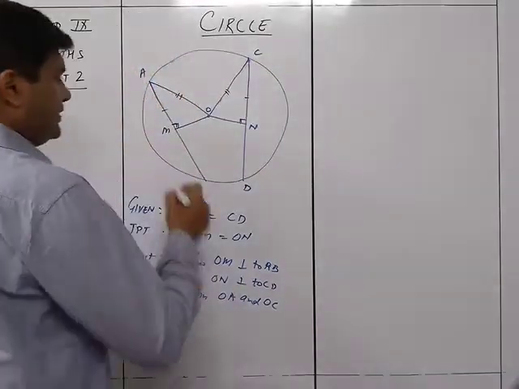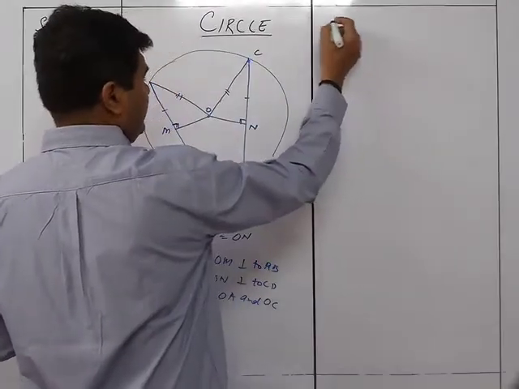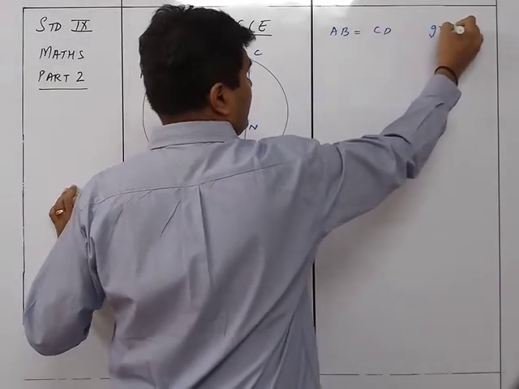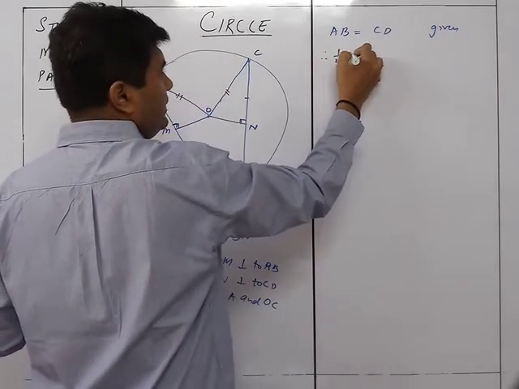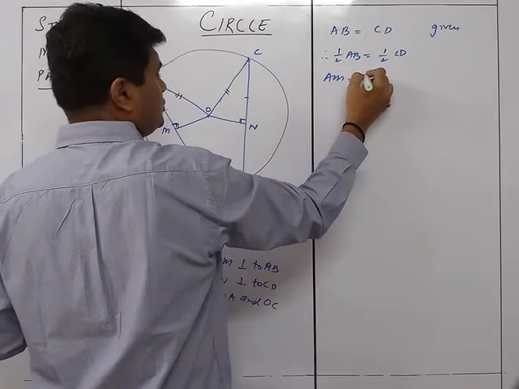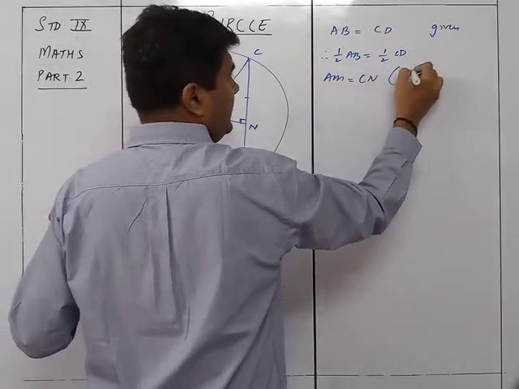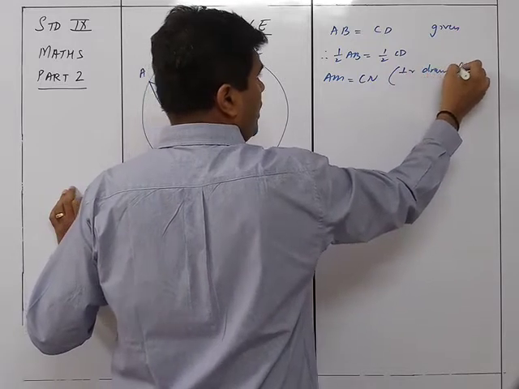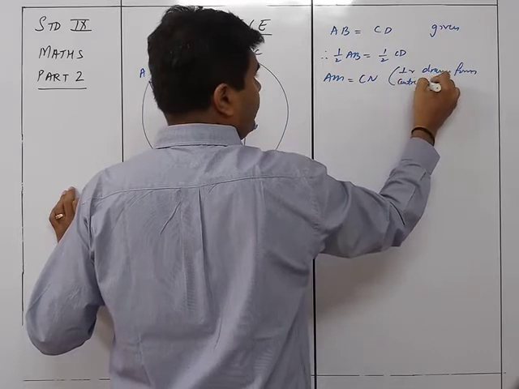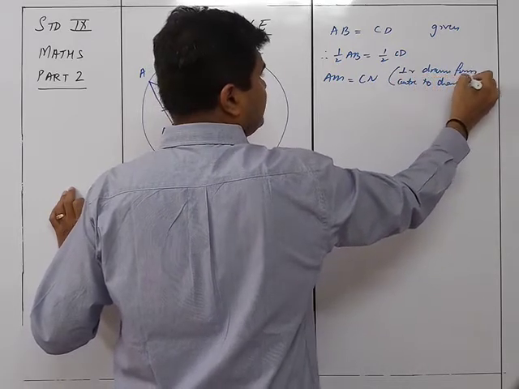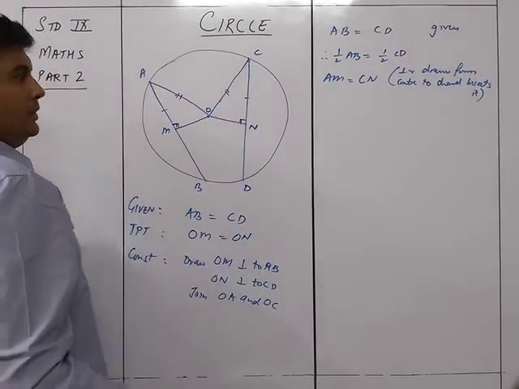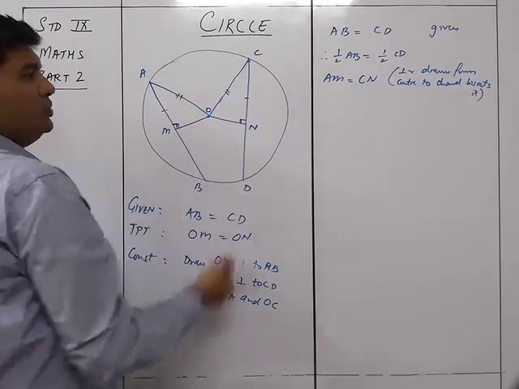So for this, first of all we are going to say AB is equal to CD, given. Therefore, half AB is equal to half CD. Therefore, AM is equal to CN, because a perpendicular drawn from the center to a chord bisects it. So that's why AM is equal to CN.